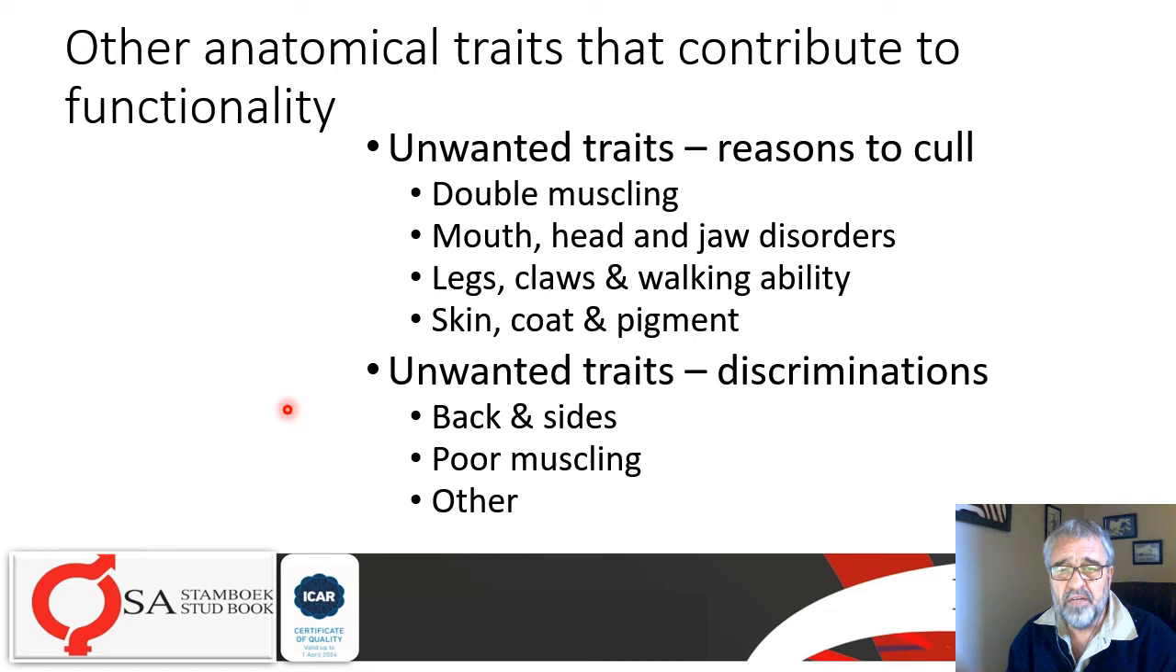Then you can have some unwanted traits. So it's also sometimes a matter of how much emphasis can be put on some of these traits. Some of the unwanted traits where you can discriminate against are poor back and sides, maybe poor muscling or a little bit of lack of muscling, especially on the male side. I would certainly not concentrate on muscling on the female side, and there might be other unwanted traits also that you have to discriminate against.